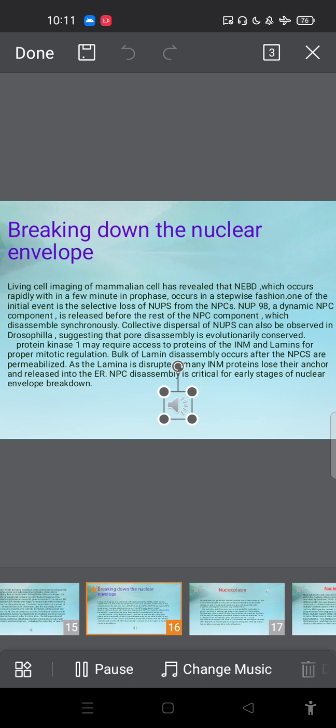Protein kinases may require access to proteins of the INM and lamins for proper mitotic regulation. The bulk of lamin disassembly occurs after the NPCs are disassembled. As the lamina is disrupted, many INM proteins lose their anchor and are released into the endoplasmic reticulum. NPC disassembly is critical for early stages of nuclear envelope breakdown.